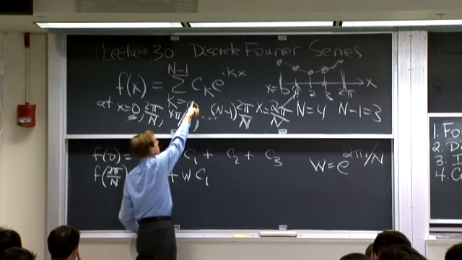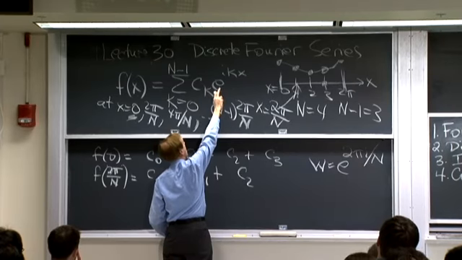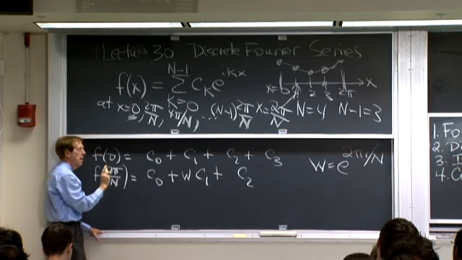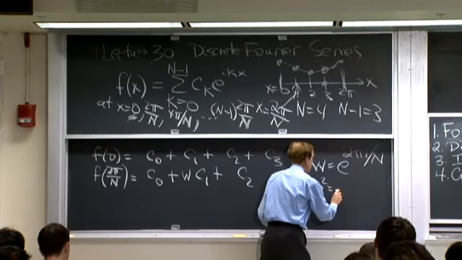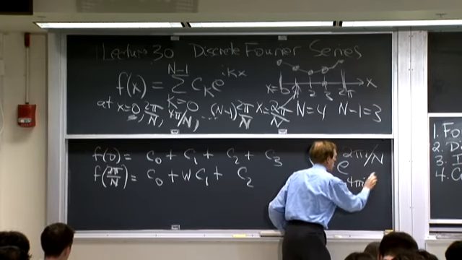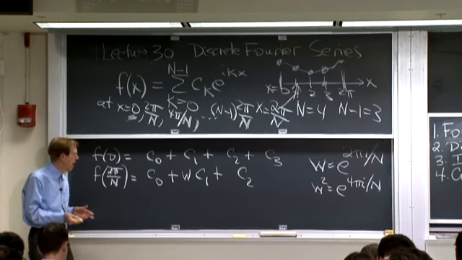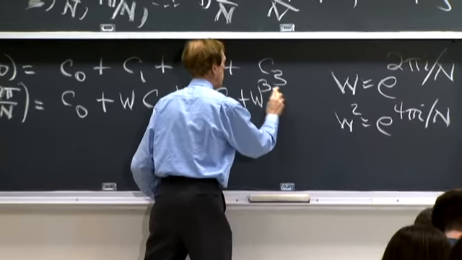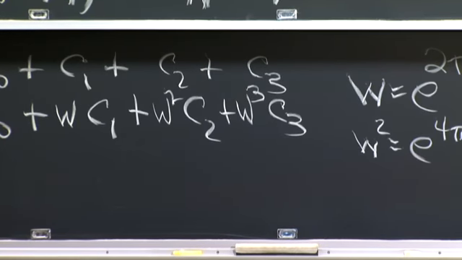And what do I get from the next term in this series? I have C2, e to the i 2 x. x is 2 pi over n. Do you see what's happening? w squared is e to the 4 pi i over n. We're using the beauty of exponentials. That's what's making everything go. It's w squared. And this guy will be w cubed, C3. That's the series at our points.